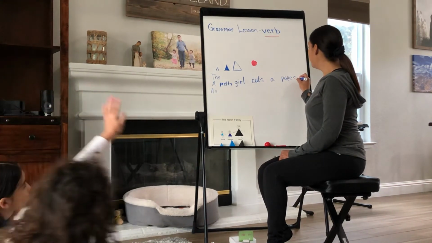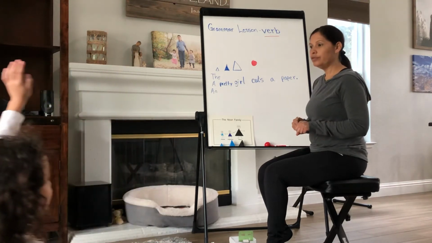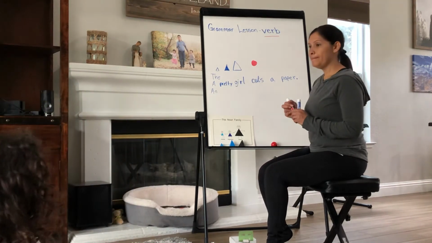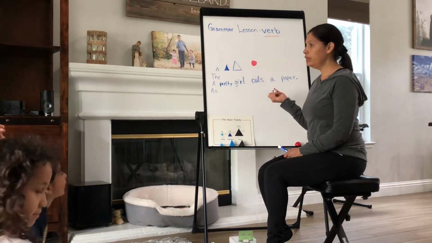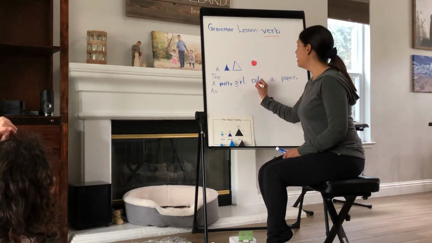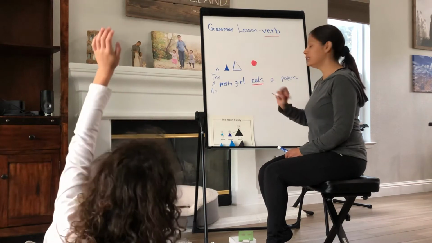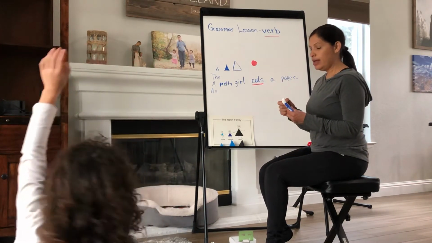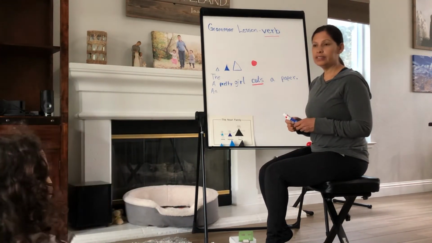Let's identify our verb. Where's our verb? What is the action? What is she doing? Cut. A pretty girl cuts. There's the verb, cuts a paper. Olivia, let's do the next one.